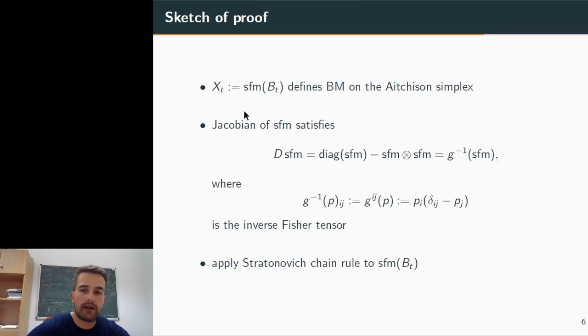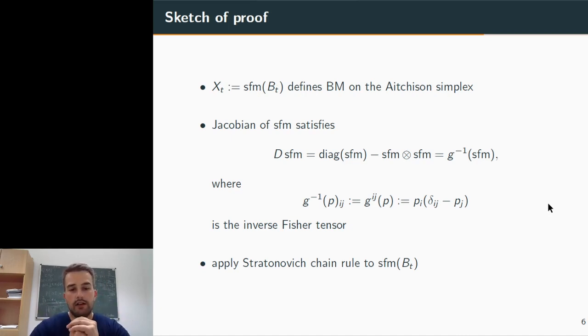And on the other hand, if you apply the Stratonovich chain rule to softmax of Brownian motion, and you use the property of the softmax function that its Jacobian can be nicely rewritten in terms of this G^-1 matrix, which is the inverse Fisher matrix or inverse Fisher tensor, then you will easily be able to check that X_t defined in this way is indeed going to solve the Stratonovich SDE that we've seen on the previous slide.